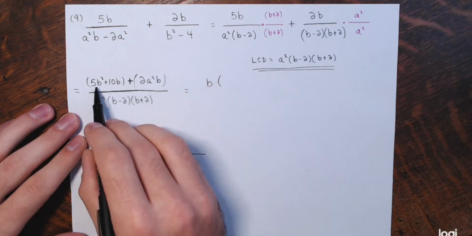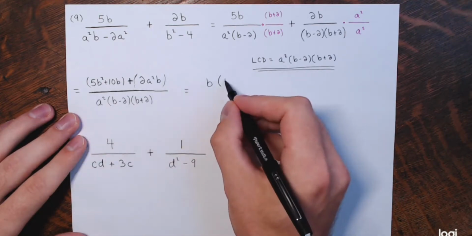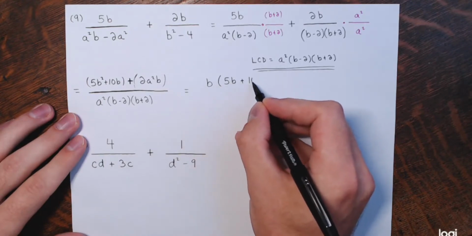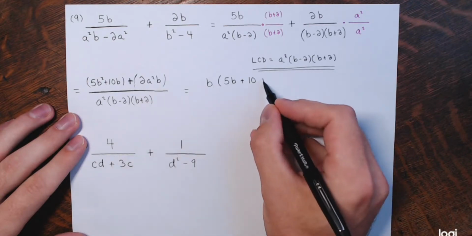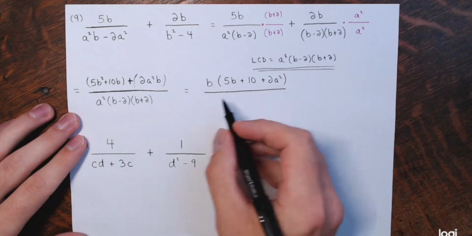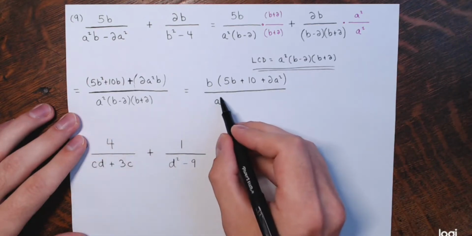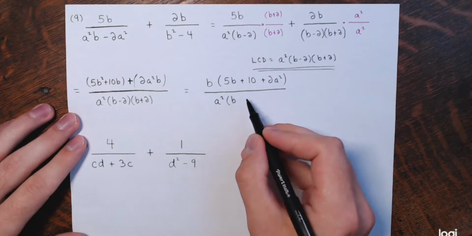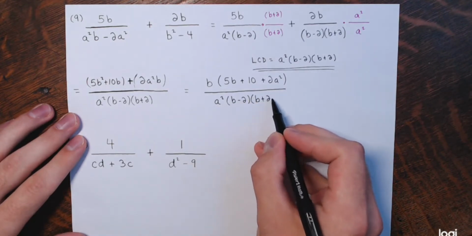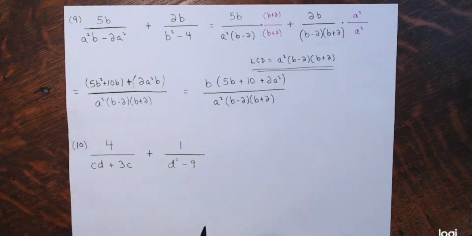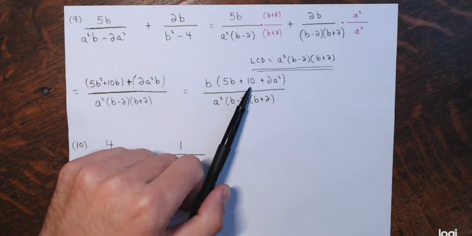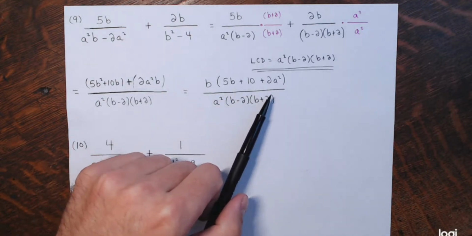And when I remove b, you have 5b plus 10 plus 2a squared left over in the numerator. And the denominator is already completely factored: a squared times b minus 2 times b plus 2. And looking at the numerator, there are factors of b and 5b plus 10 plus 2a squared.